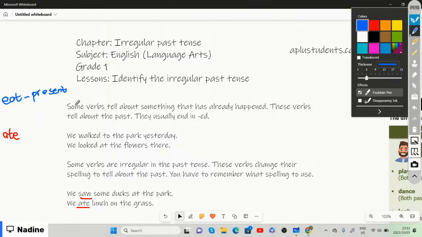We eat lunch on the grass. That is now. That's in the present. But in the past, we ate lunch on the grass, meaning that this happened already. Ate happened already. It's in the past. And eat is something that you're doing now. So as you can see, the wording changed from eat to ate. So the verb changed its spelling to tell us about the past. You're just going to have to remember what spelling to use.